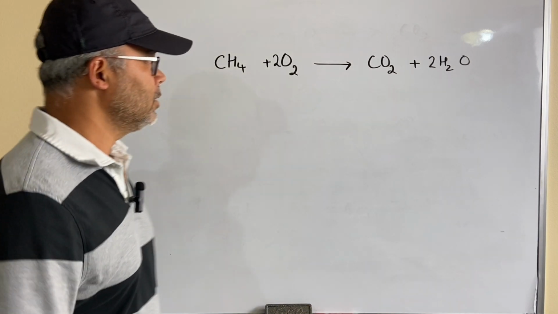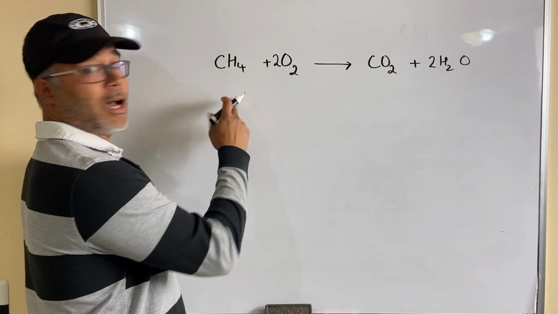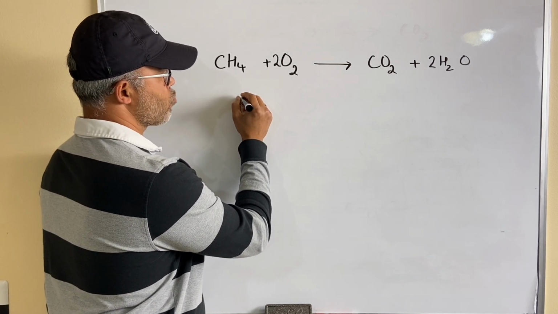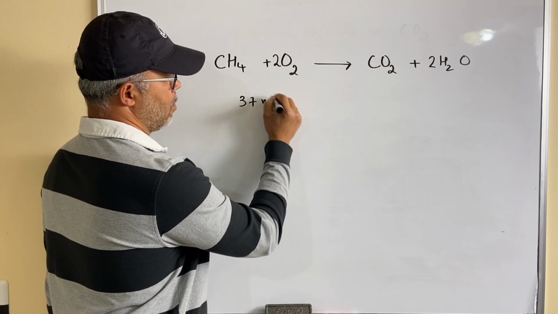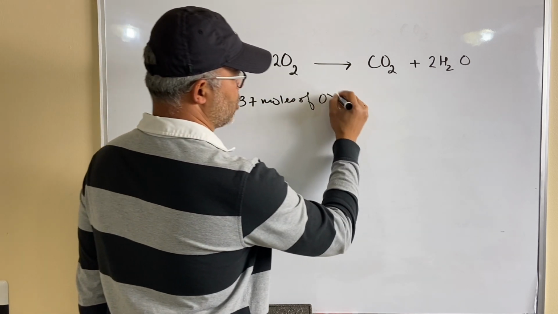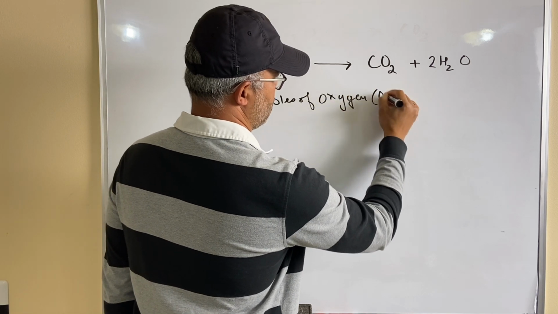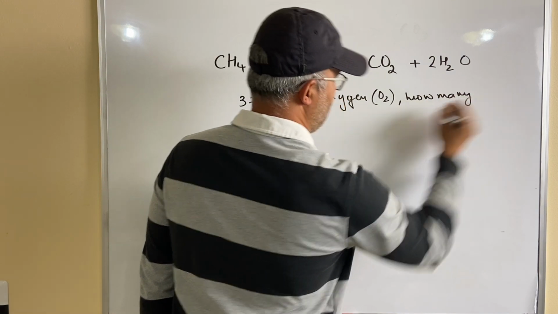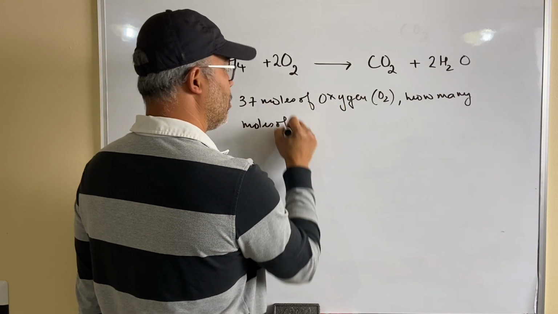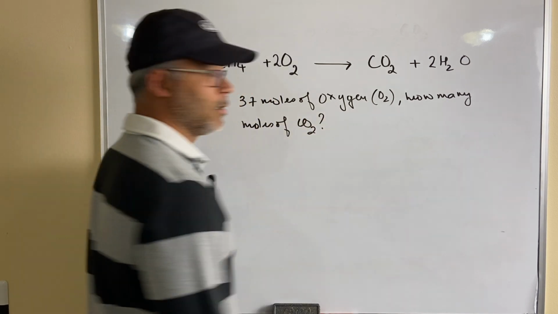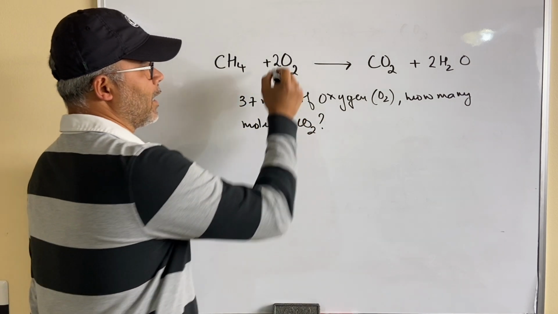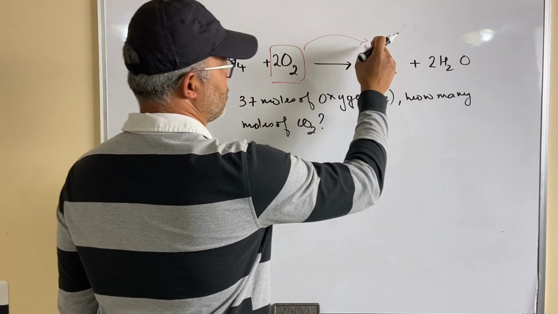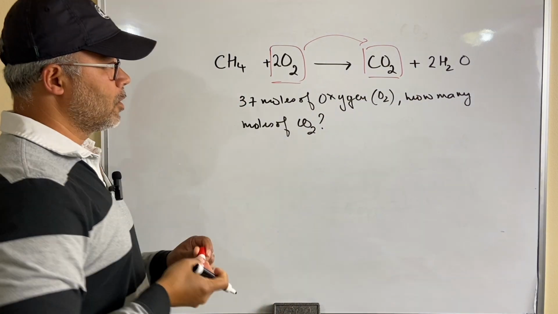Let's say we have this reaction out here, and what we ask you to find out is, if I gave you 37 moles of oxygen, which is your O2, how many moles of carbon dioxide are produced? So then I can just relate the oxygen and the carbon dioxide and create a conversion factor from these two. Okay, so watch how I do it.